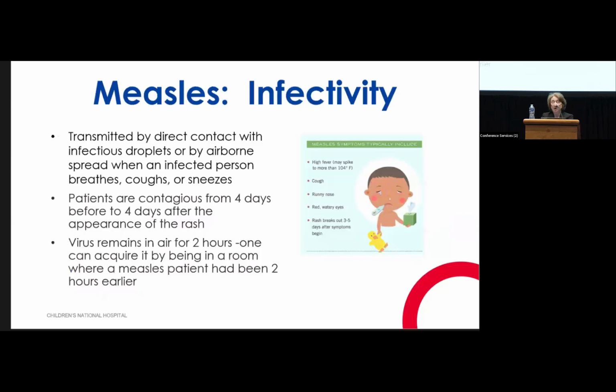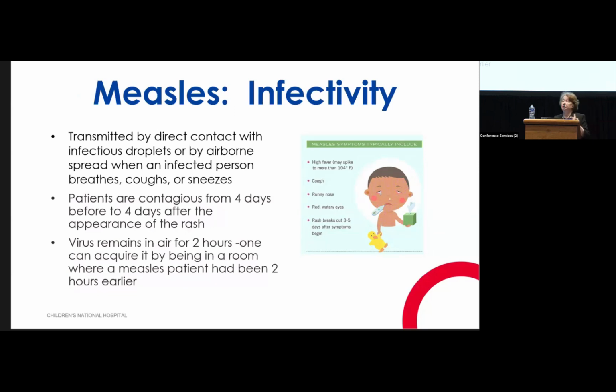Measles patients are highly infective. We'll talk about how infective they actually are. And what is infectious about them is the respiratory droplets. So if they sneeze, cough, even if they breathe, those are the infectious materials. People are infectious from 4 days before the rash to 4 days after onset of the rash. The rash is essentially day 0.